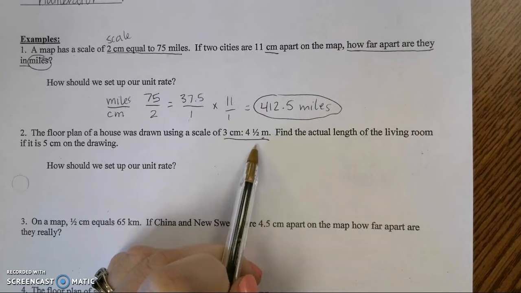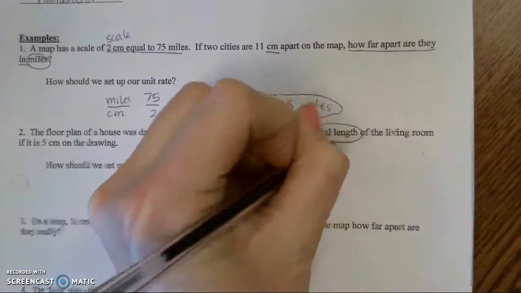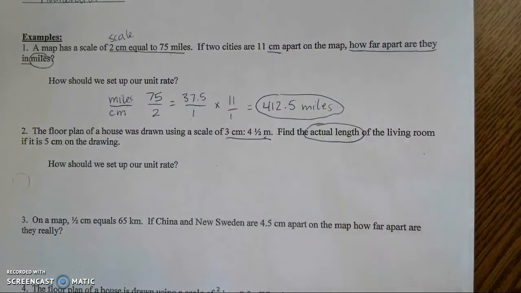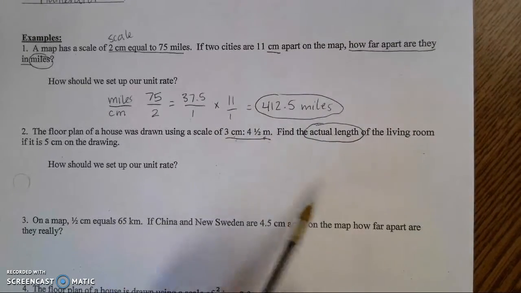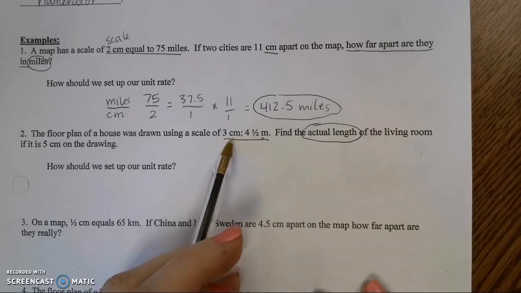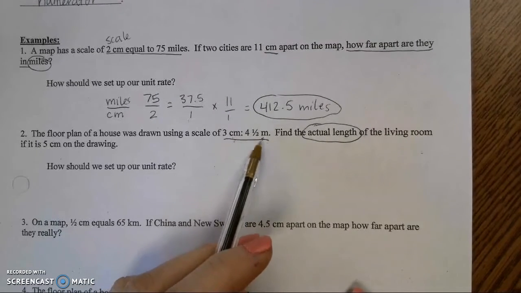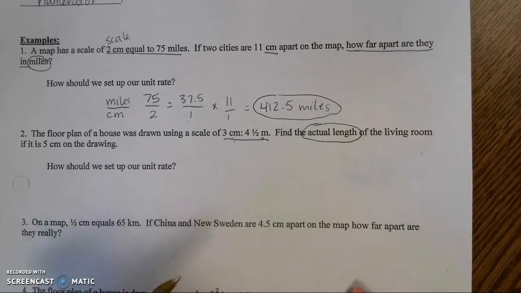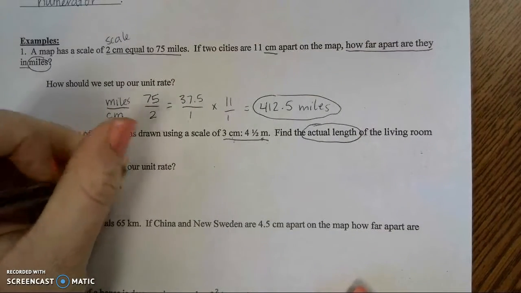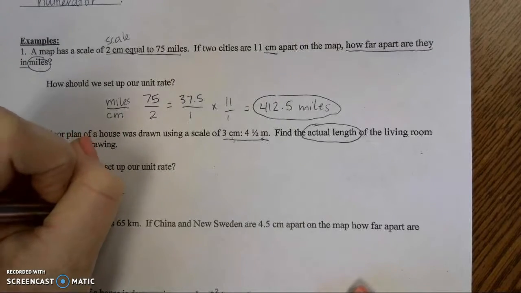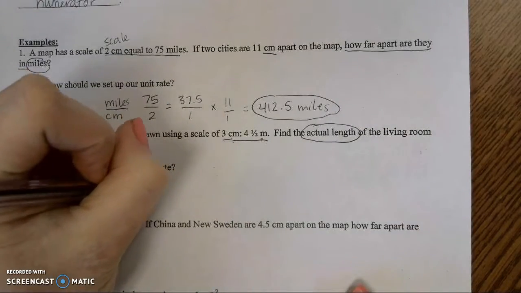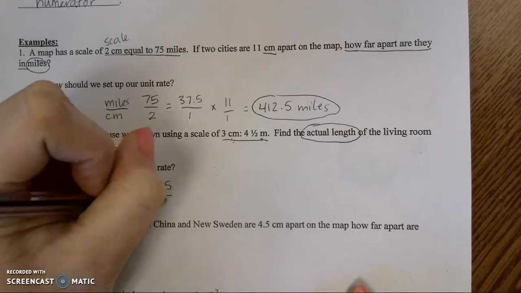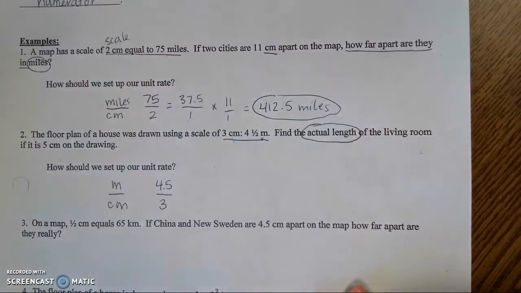In this case, we are looking for the actual length. So you really need to think about which of those units makes the most sense when we are actually measuring a living room. Are we measuring our actual living room in centimeters or meters? For this case, we are using meters because we don't live in a dollhouse. So it would be meters over centimeters. When we set that up and look at our scale, we would put 4.5 on top, and we would put 3 on the bottom.